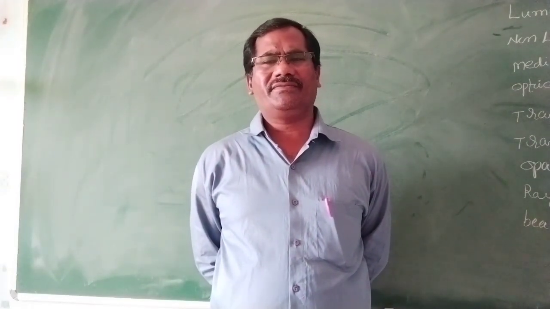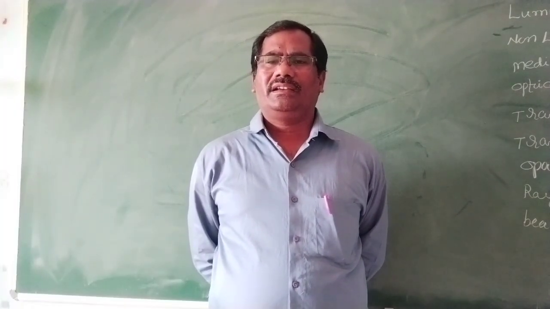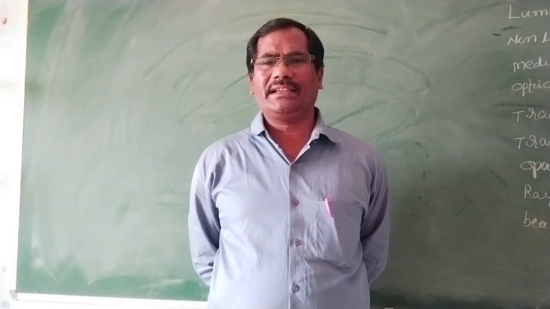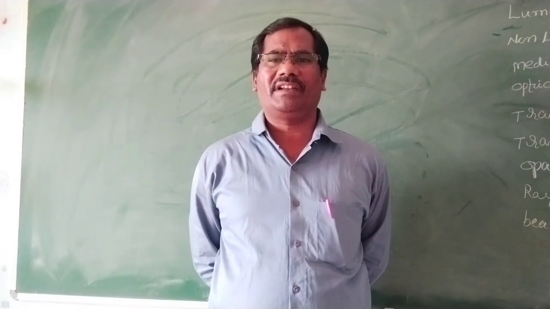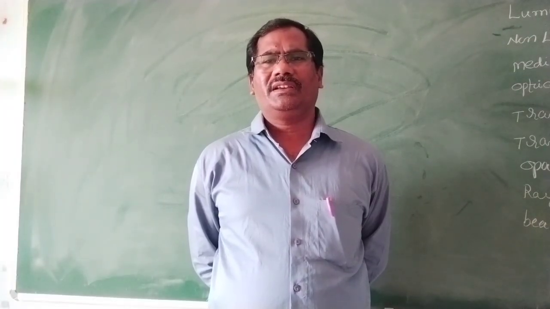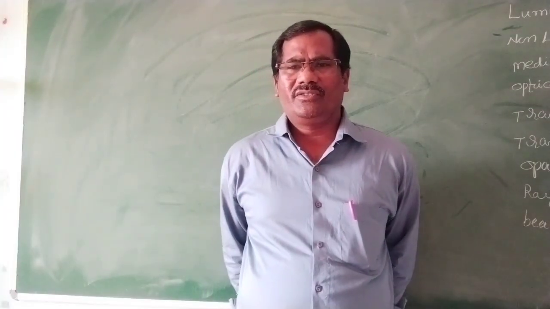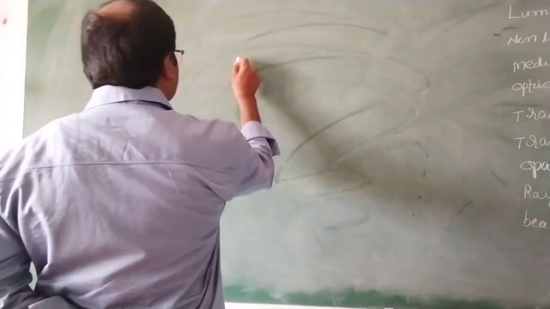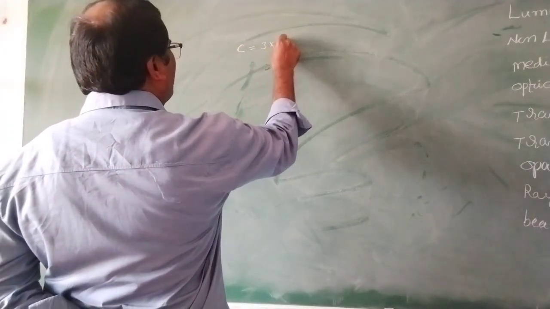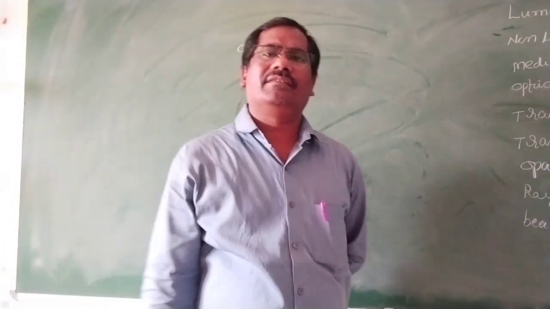Light is a form of energy. It makes things visible. Light travels in a straight line path. That property is known as the rectilinear propagation of light. Light travels through air or vacuum at 3 × 10^8 meters per second. It is denoted by c. The velocity of light, c, is equal to 3 × 10^8 meters per second in air or vacuum.